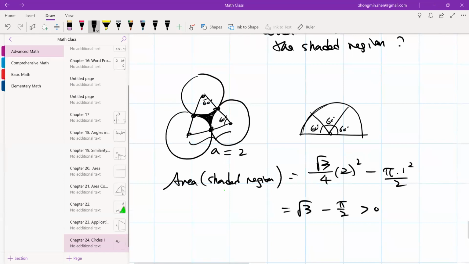Pi over 2 is 3.14 divided by 2. So anyway, it's positive number. So this is the area of the sector. All right?